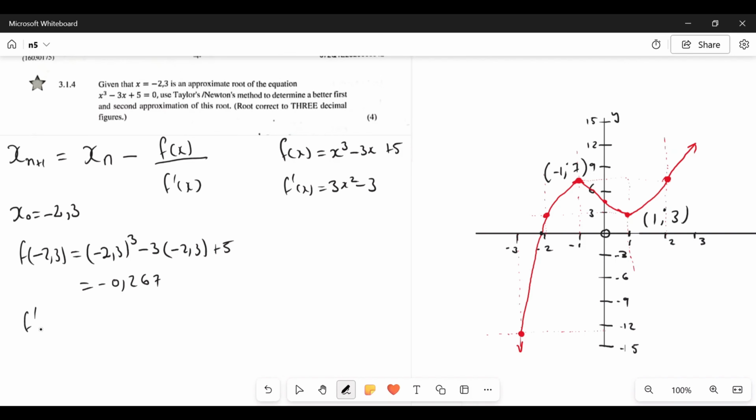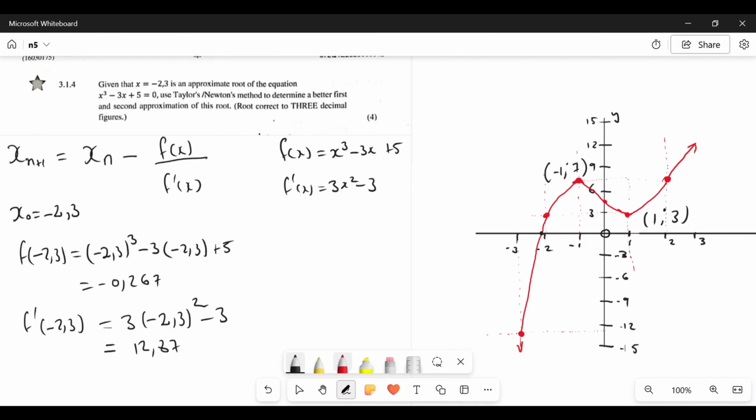For f of x prime, this time it's going to be f prime of negative 2,3, based on this derivative here. Wherever there is x, we put negative 2,3. So we have 3 multiplied by negative 2,3 squared minus 3. What do you get there? I'm getting 12,87. Remember, use your calculators, guys, to make sure that you get the right answer.